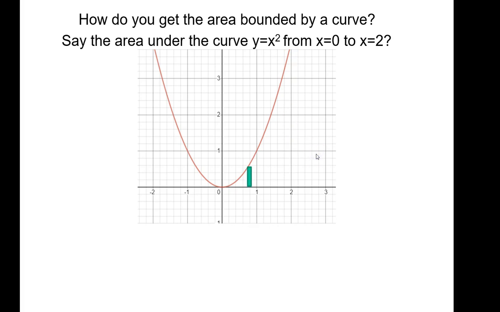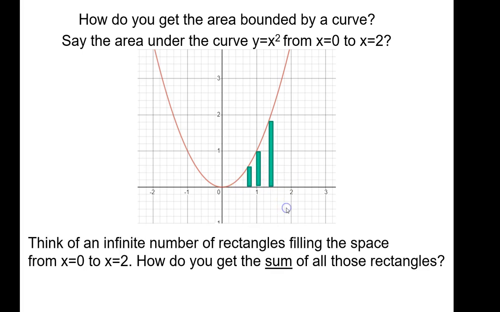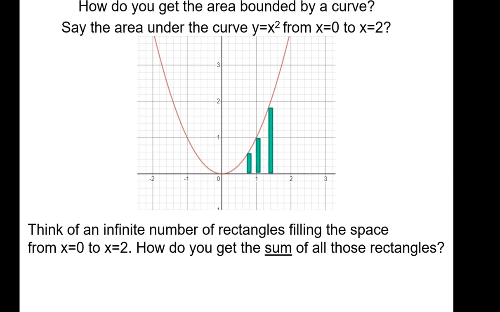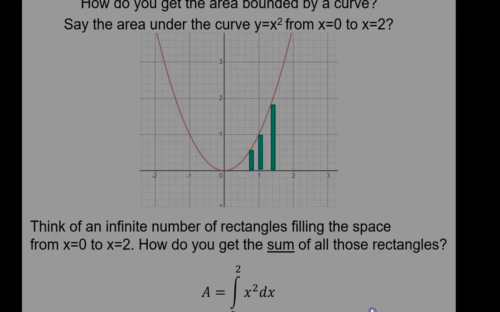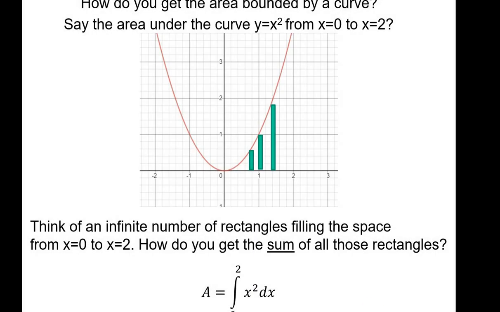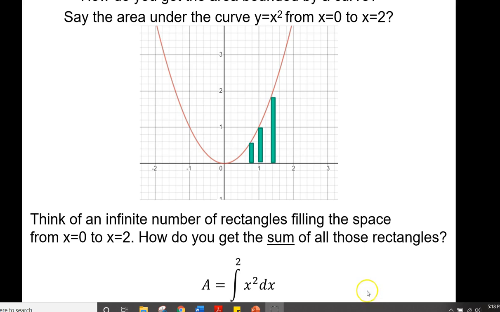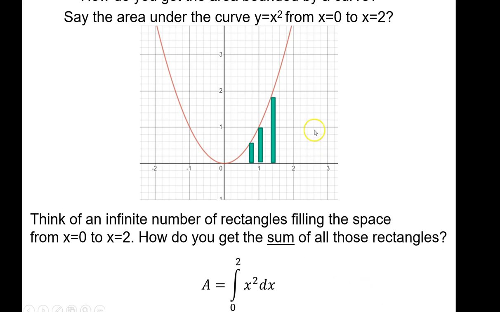You may remember that what we did is we added up rectangles. We thought about subdividing this space into infinitely small rectangles until it filled the entire space from 0 to 2. And how do we add up the sum of all those rectangles? Well, that's the integral. So when you think integral, you want to think summation. For this example, we would be looking at the integral of the function x squared from 0 to 2.